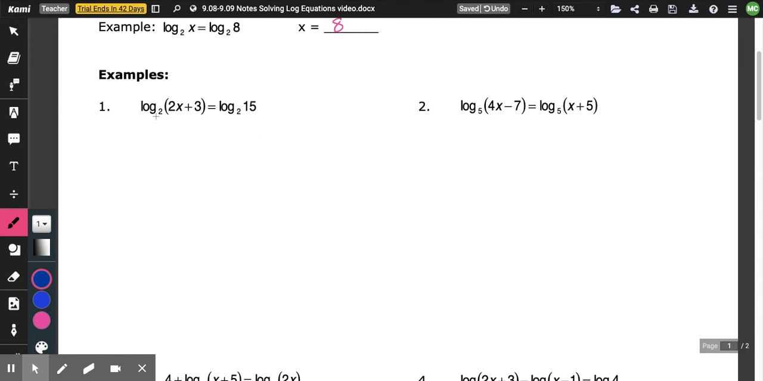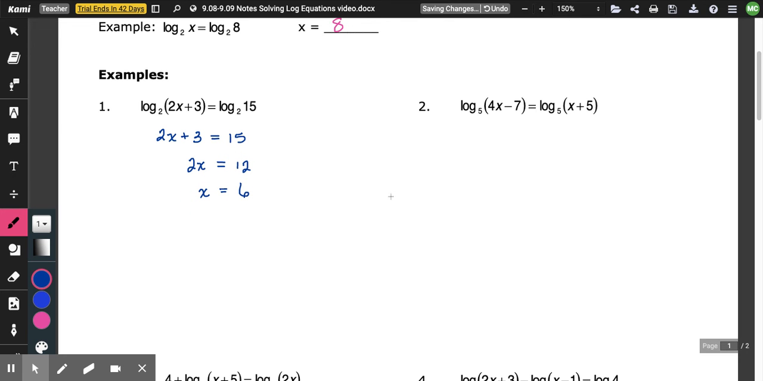Our first one here says log base 2 of 2x plus 3 is equal to log base 2 of 15. We do have the same base on each of the logarithms over here, so that means the arguments of those logarithms must be equal to each other. So 2x plus 3 equals 15. Now I have a basic Algebra 1 linear equation that I could solve. So I'm going to subtract 3 from both sides and then divide by 2.